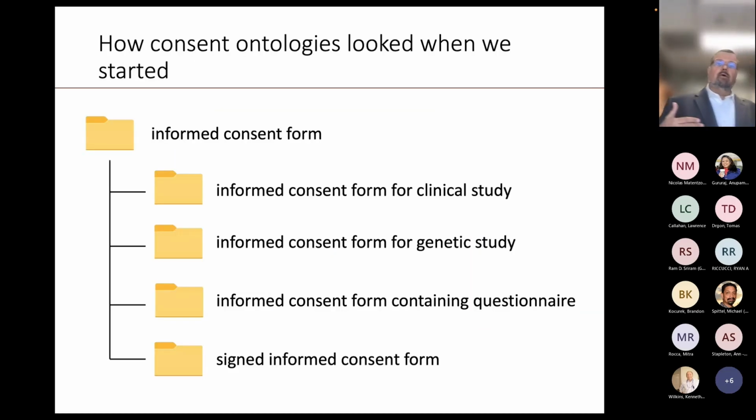When we started this work on informed consent, this is what consent ontologies looked like. This is just a random example of a few classes that exist there. Before I go on, I want to make sure that we all understand that the classes that we see here, or the categories we see here, are not mutually exclusive, right? A signed informed consent form can be both a member of the class signed informed consent form and informed consent form for a clinical study, if it is indeed an informed consent form that is signed for a clinical study.